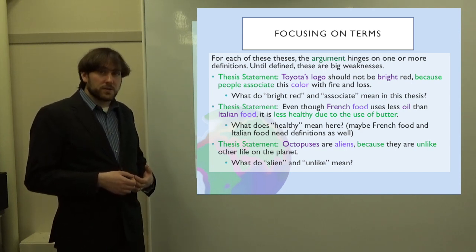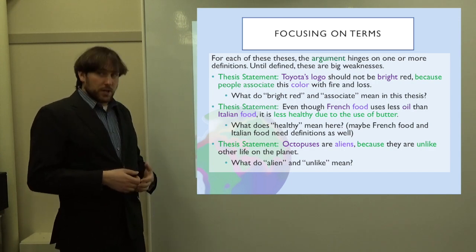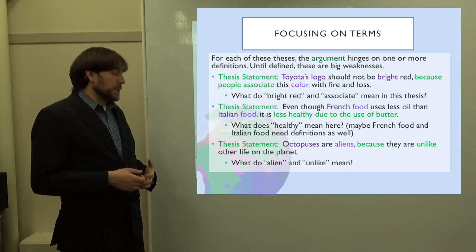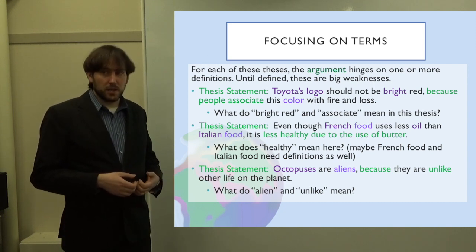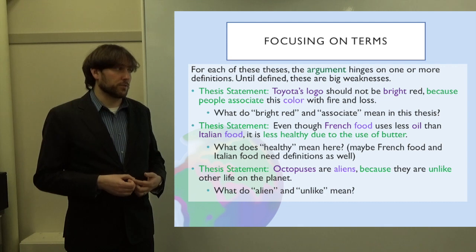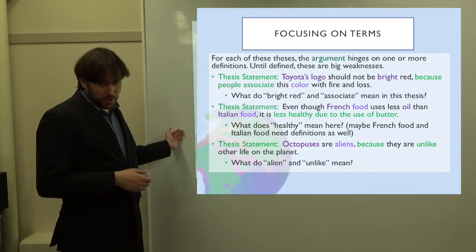Finally, here's the thesis that we actually did see in a class. Octopuses are aliens because they're unlike other life on the planet. In order to defend this thesis, you're going to need to define "alien" and "unlike" in very, very clear ways. In part because this is so different from what we normally would think.